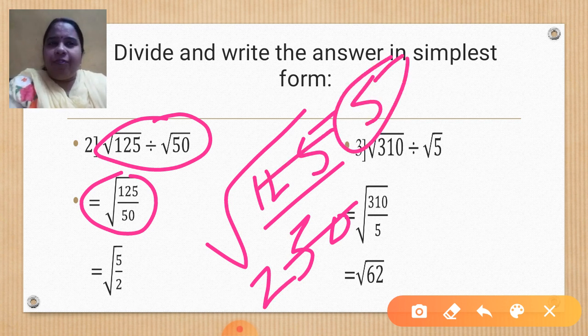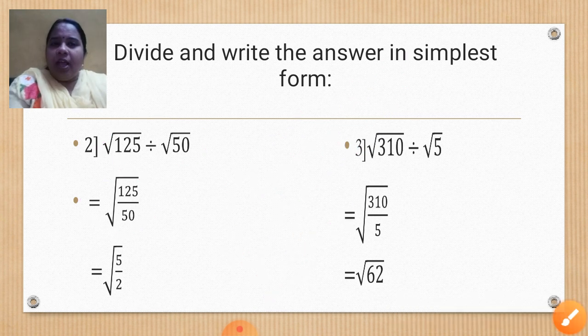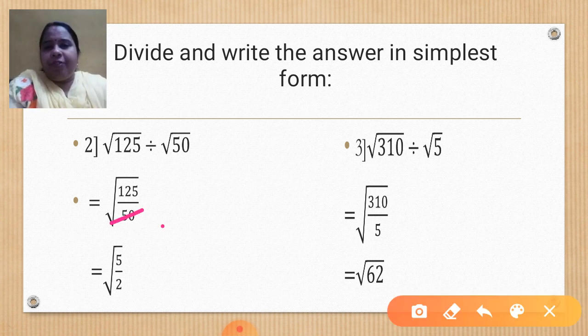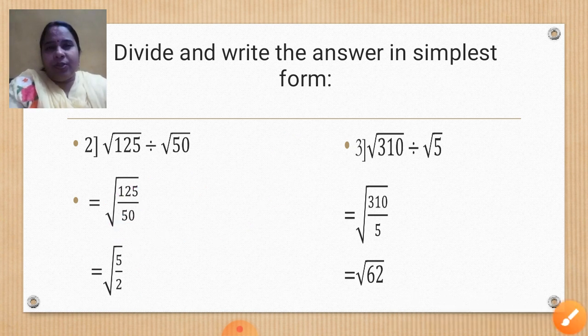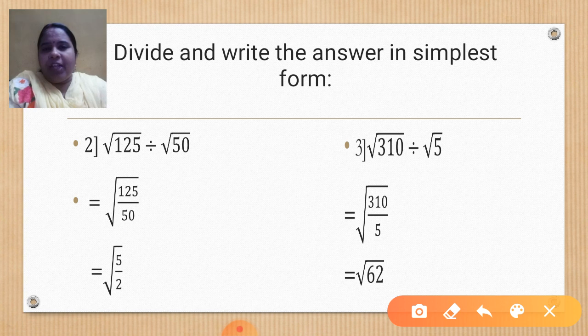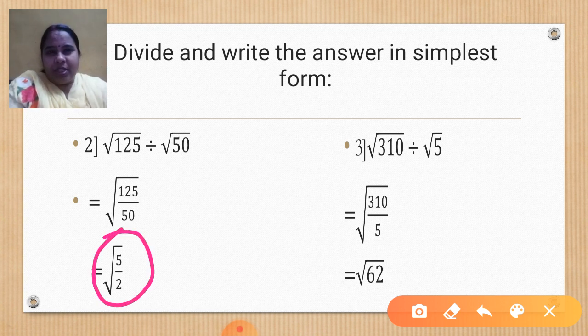Now neither 5 nor 2 is a perfect square. As in the previous sum, we got square root of 49, which I have written as 7. But in this, after cancellation, 25 twos are 50, and 25 fives are 125. Neither 5 nor 2 are perfect squares, so they will remain under the root sign. Do not make the mistake of writing it as 5 upon 2. They are not perfect squares to come out of the root sign. So it will be left as square root of 5 upon 2. Okay, I hope this is clear.